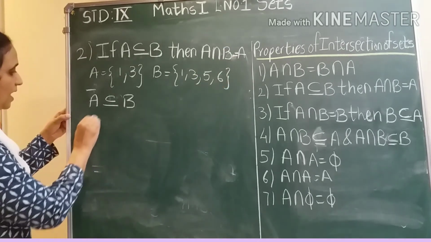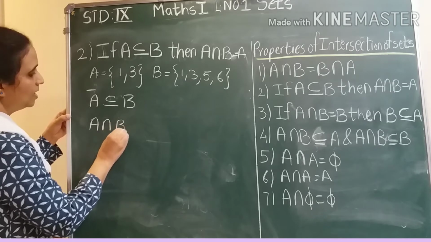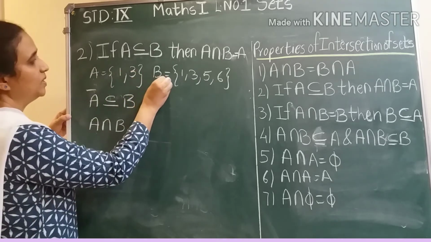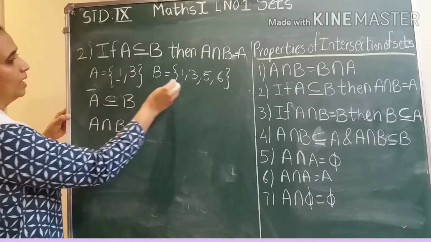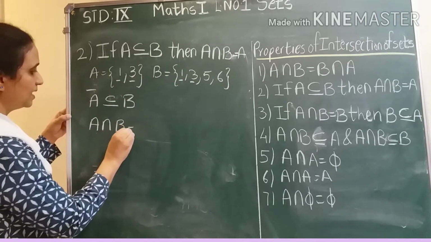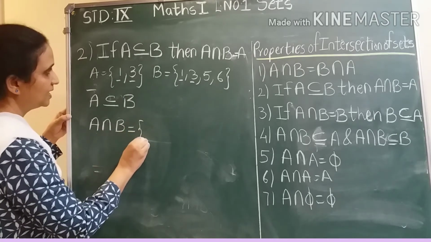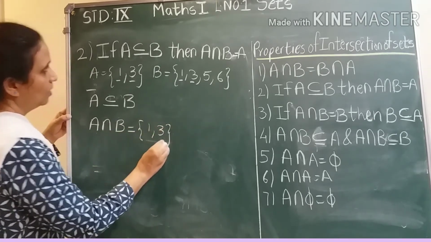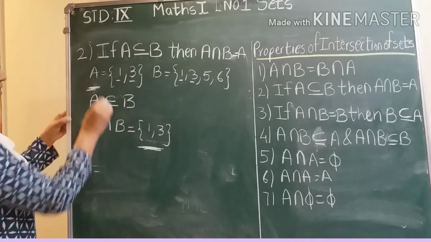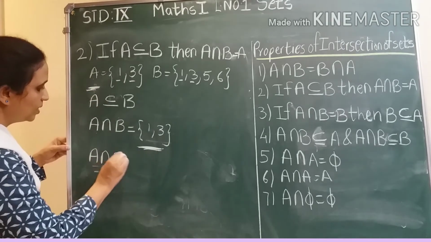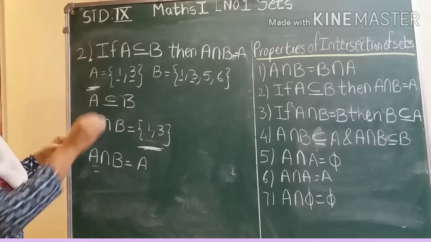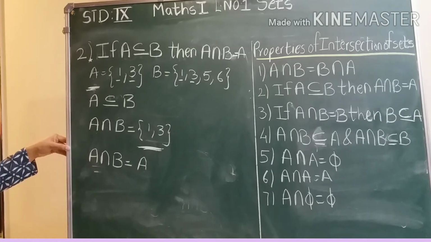We'll see how. A intersection B means elements which are common in set A and set B. Which are the elements which are common? 1 and 3. So, this A intersection B, we get the set as 1 and 3. So, what is this 1 and 3? This is nothing but our set A. So, A intersection B is nothing but our set A. So, we have verified this property. This is our second property.